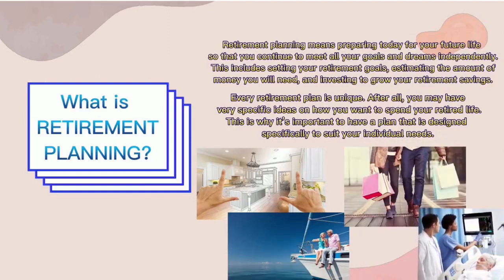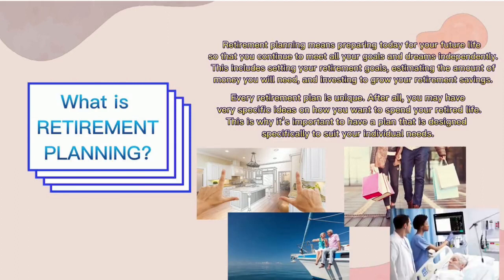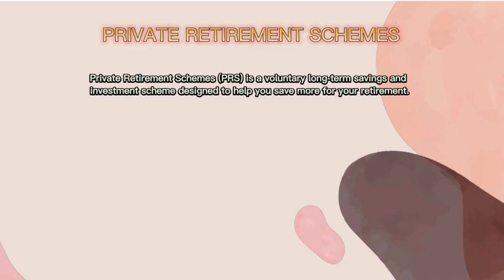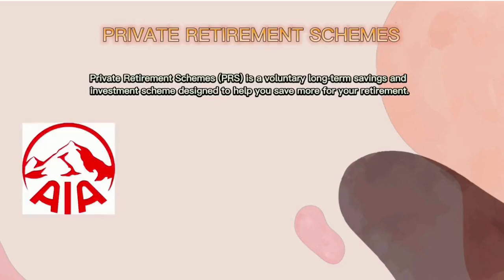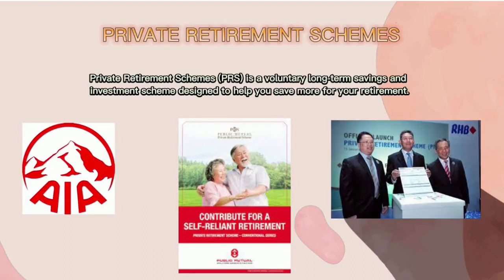The money can be used to renovate or buy a home, for shopping and to buy necessary needs, for vacation with beloved family, and lastly, to pay medical bills in case it is needed. These are examples of retirement planning, which is private retirement schemes. Private retirement schemes are a voluntary long-term savings and investment scheme designed to help you save more for your retirement, such as AIA, Public Bank, and RHB.